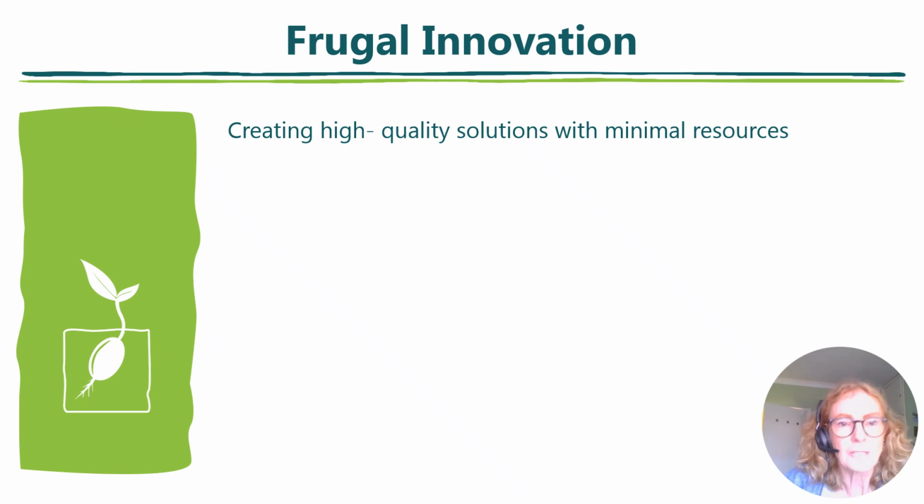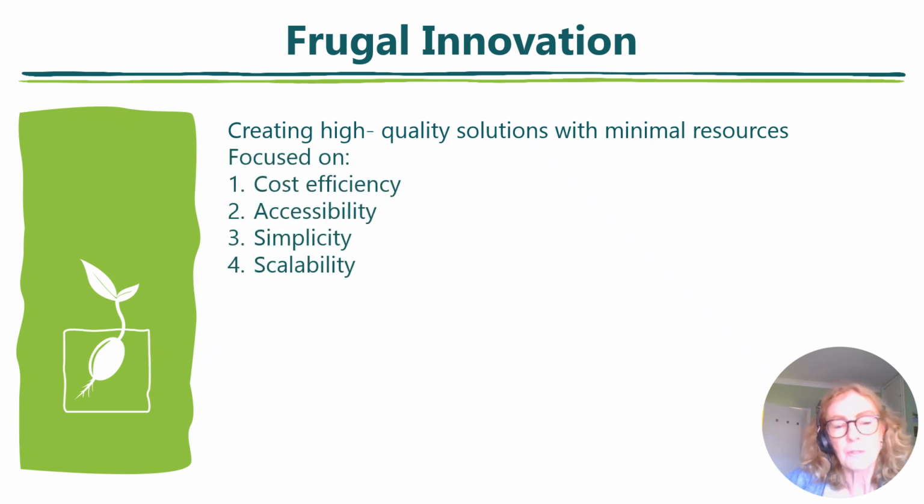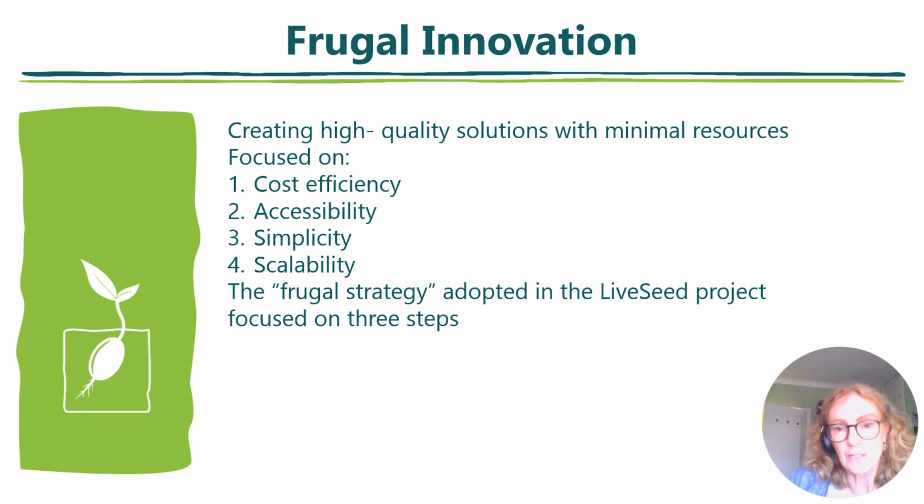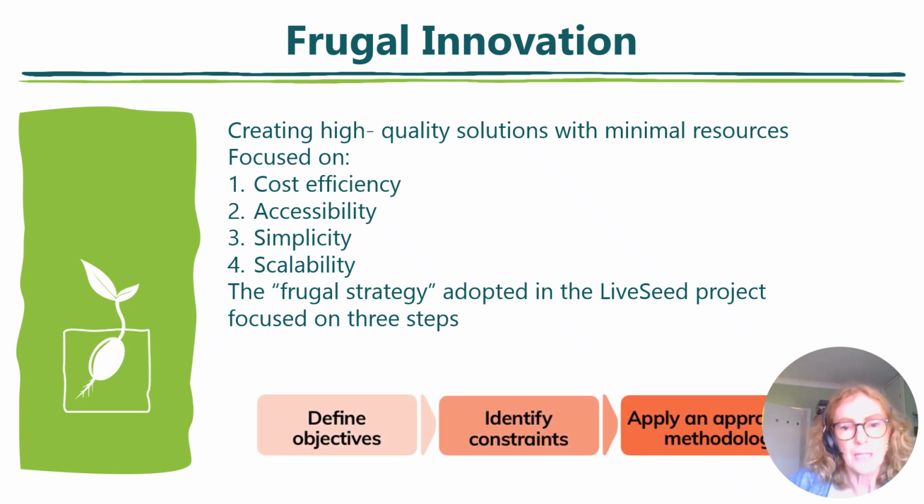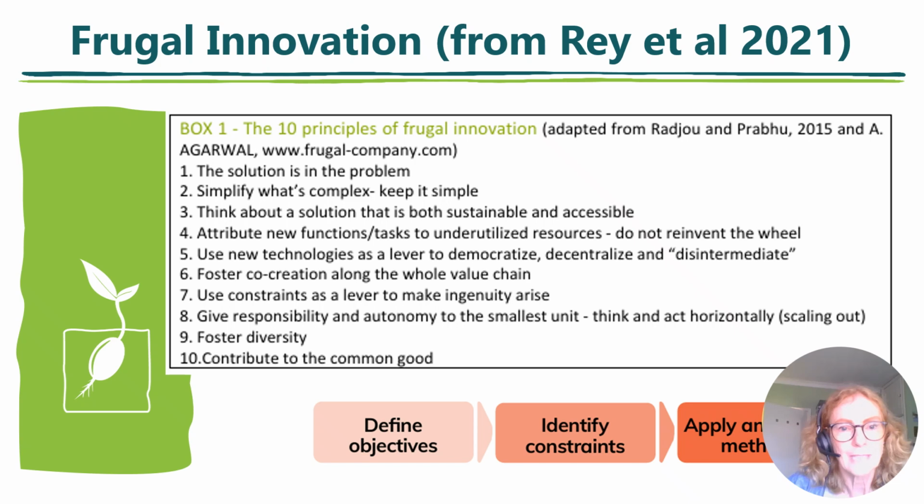So frugal innovation comes from the business and technology world. It isn't necessarily applicable only to agricultural systems. It's about creating high quality solutions with minimal resources, focusing on cost efficiency, accessibility, simplicity, and scalability. So in the Live Seed project, as I said, the predecessor to LiveSeeding, there's a real focus on these 3 steps. So defining objectives, identifying constraints, and then applying appropriate methodology. Sorry, my picture's obscuring that last box, but that's applying appropriate methodology.